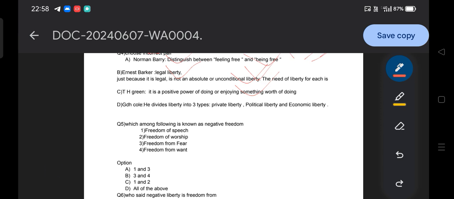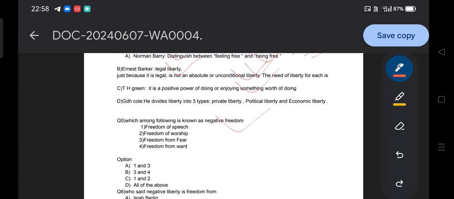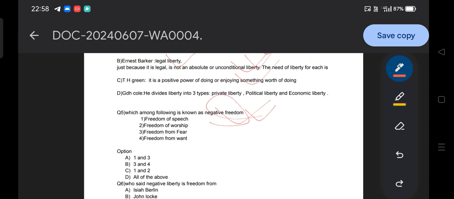Then the next question: which among the following is known as negative liberty, negative freedom? Freedom of speech, freedom of worship, freedom from fear, and freedom from want. Option A 1 and 3, option B 3 and 4, option C 1 and 2, option D all of the above. So what is the answer? The answer is option C, 1 and 2: freedom of speech and freedom of worship are negative freedom.